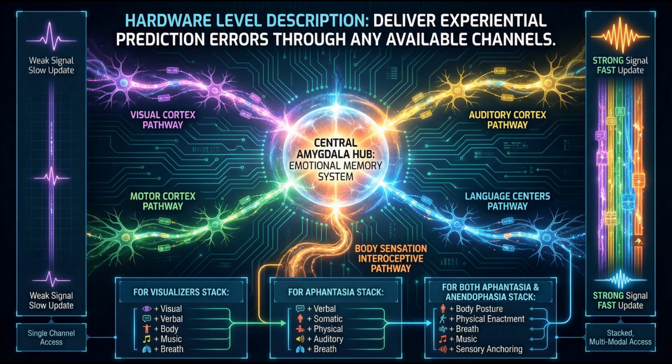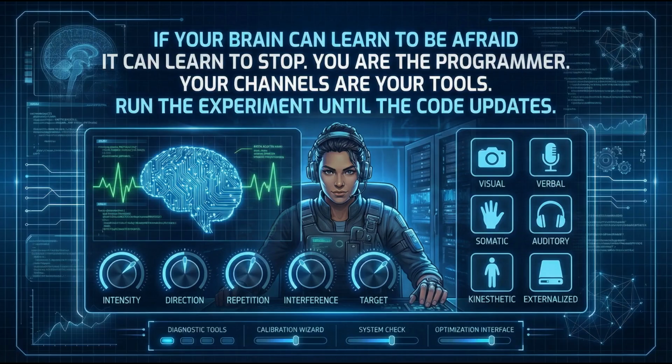For someone with aphantasia, stack the available channels: narrate it verbally, feel it somatically, enact it physically, add the music, control the breath. For someone with both aphantasia and anendophasia: body posture, physical enactment, breath control, music, sensory anchoring, all simultaneously. The more channels you recruit, the more neural real estate is encoding the new data, and the faster the old prediction gets overwritten. If the protocol isn't working, you now know exactly how to adjust it.